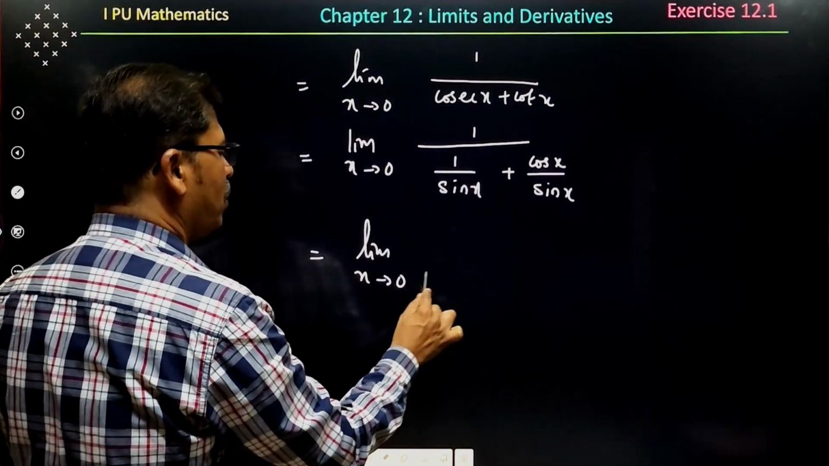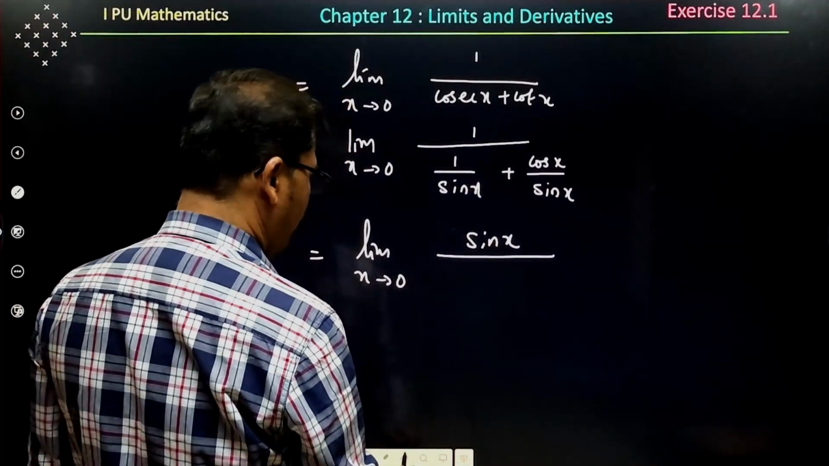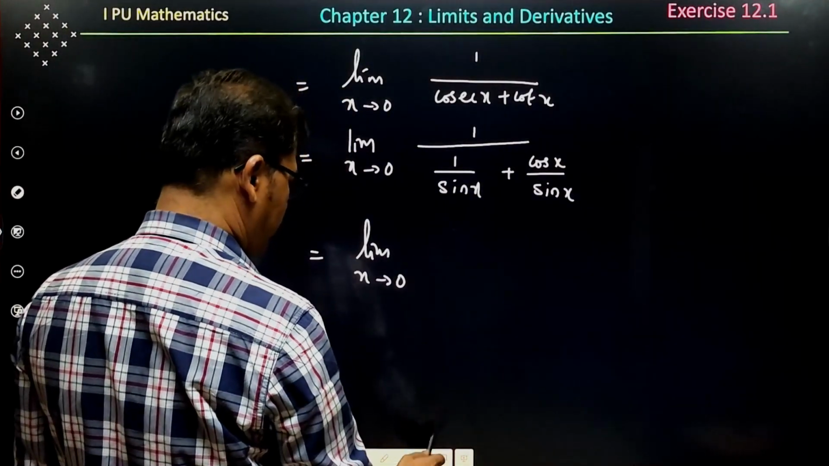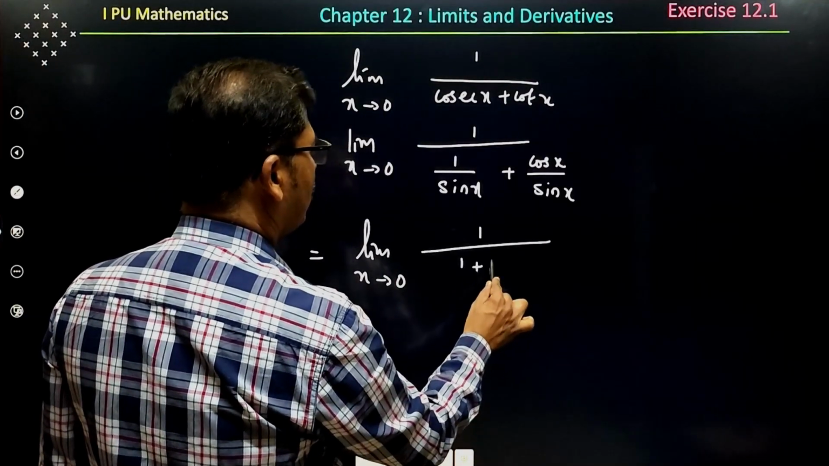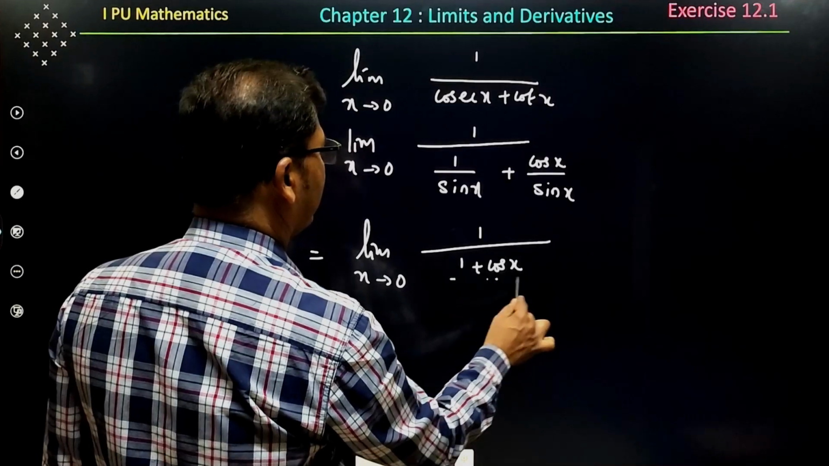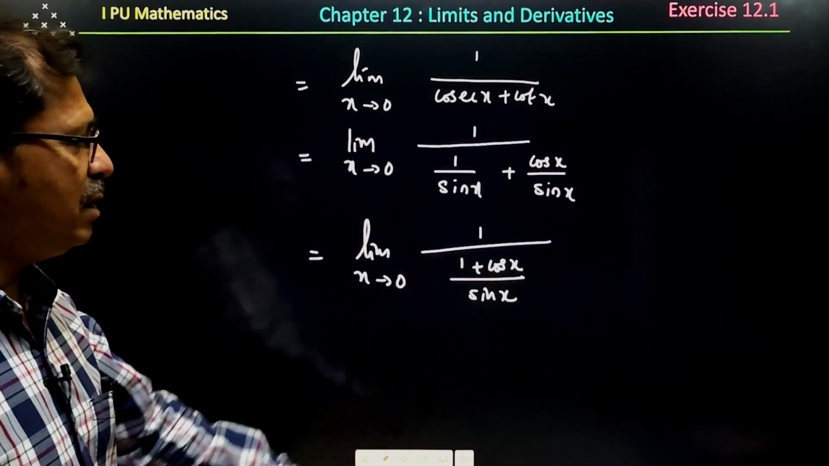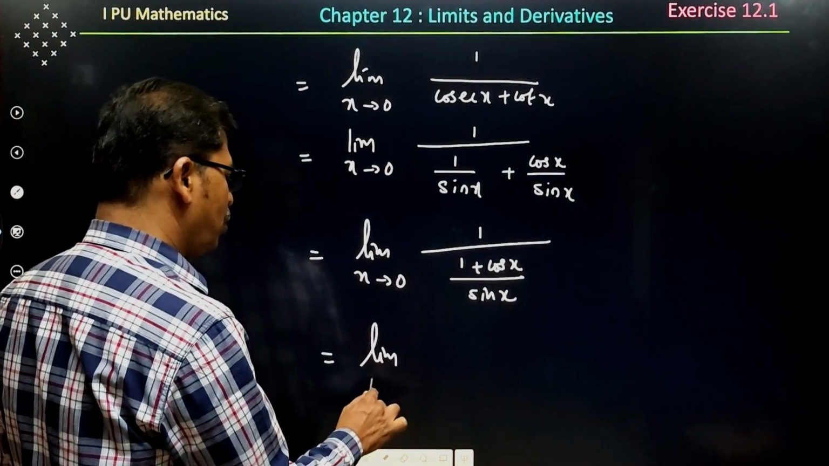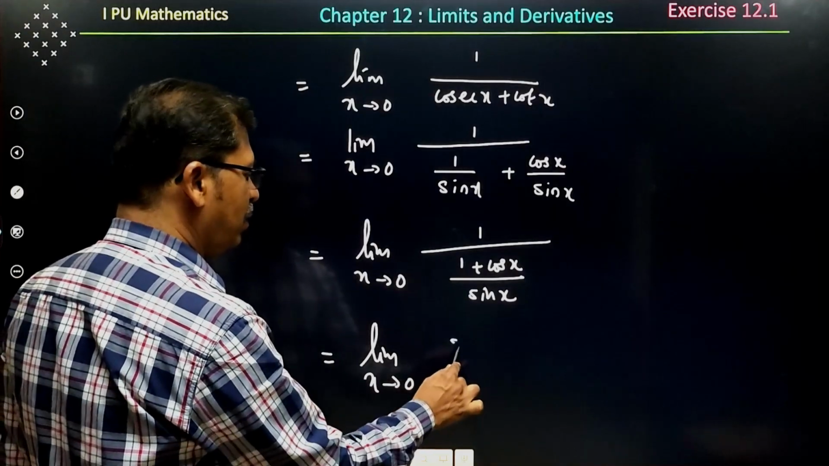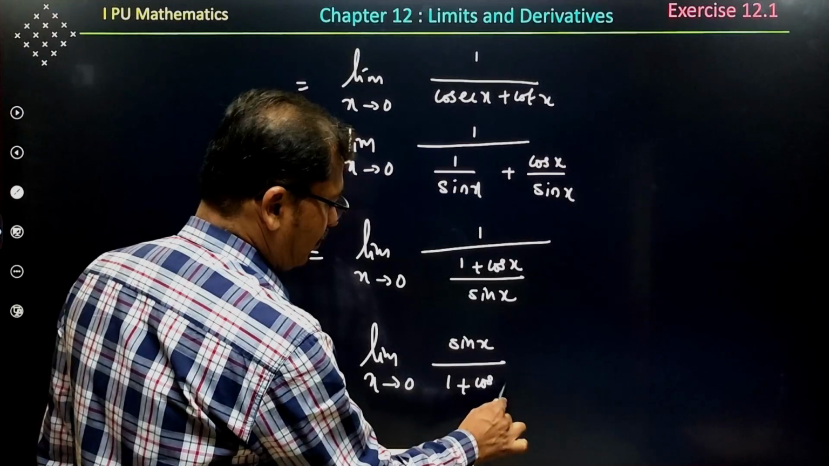One step directly I would like to write: limit x tends to 0, sin x divided by, or otherwise extend one step, 1 upon 1 plus cos x divided by sin x. You can easily understand this. Sin x is the LCM here. In the simplification, sin x goes to the numerator. Limit x tends to 0, sin x divided by 1 plus cos x.